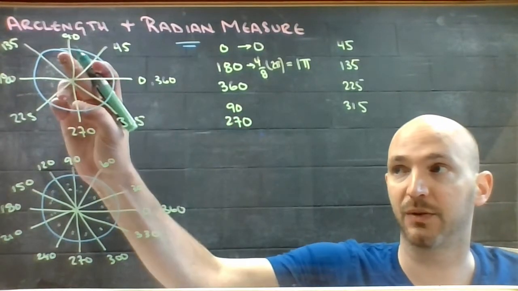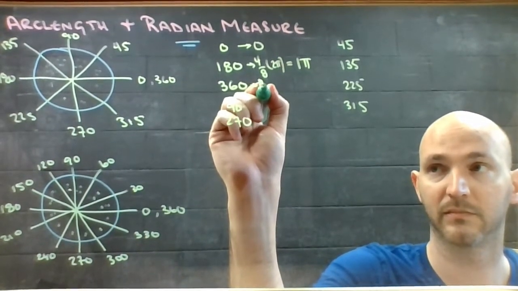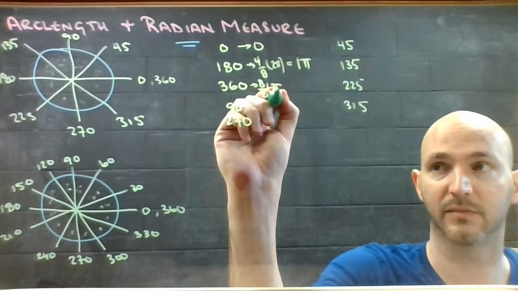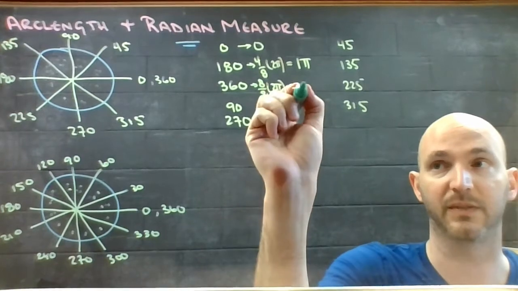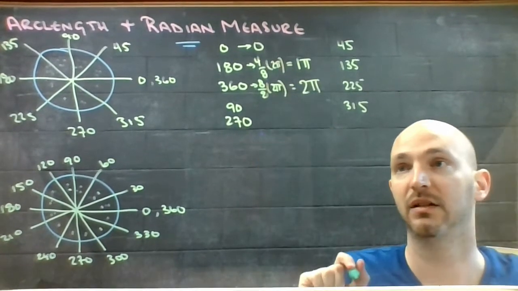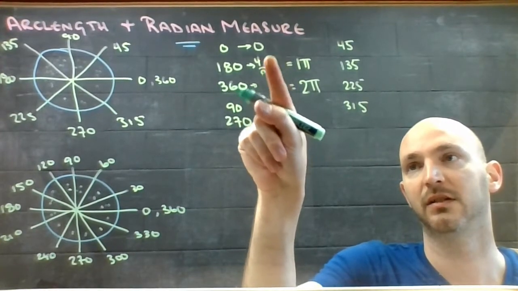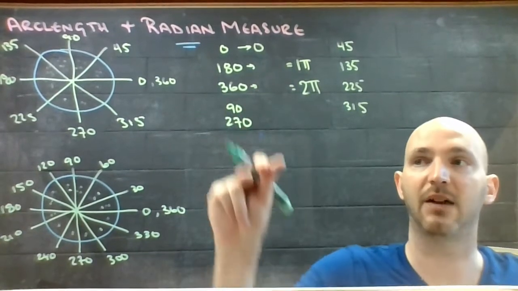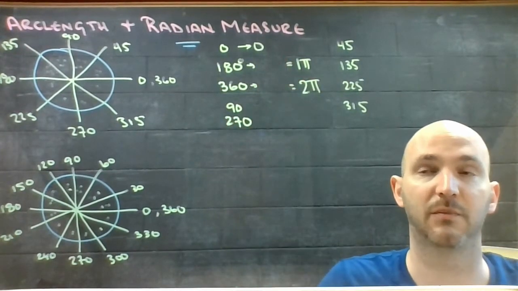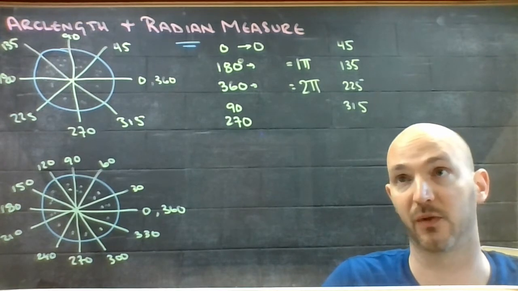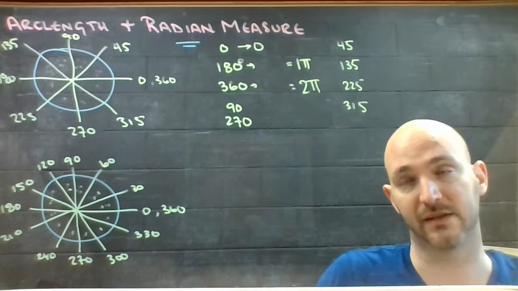360 would be 1, 2, 3, 4, 5, 6, 7, 8, 8 out of 8 of that reference circle. But 8 divided by 8 is 1. 1 times 2 is 2 pi. So if I get rid of the in-between steps there, I have 180 degrees being equivalent to 1 pi radians, so 3.1415926. 360 degrees is 2 pi's worth of radians.